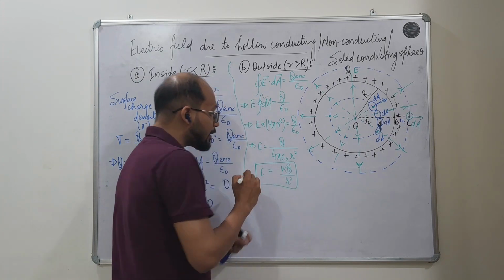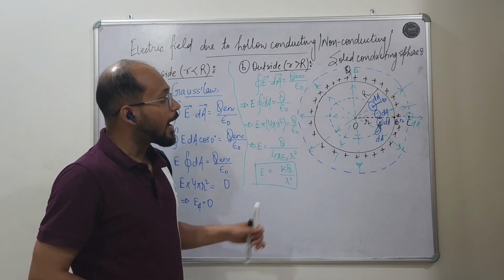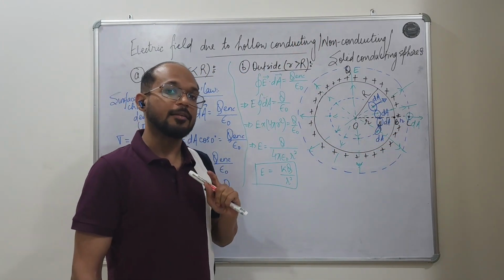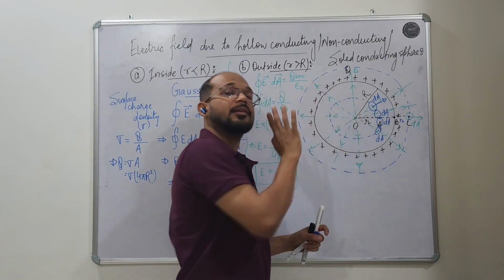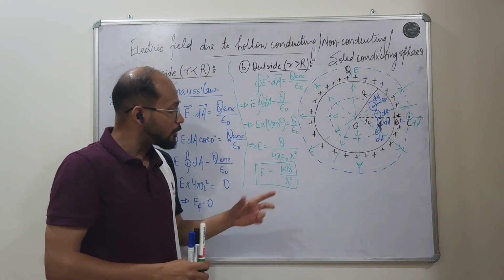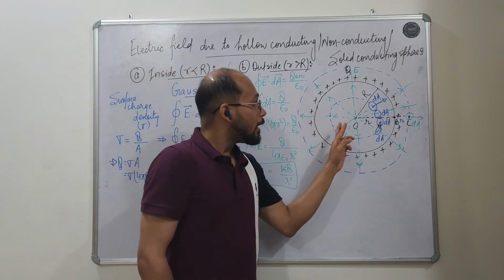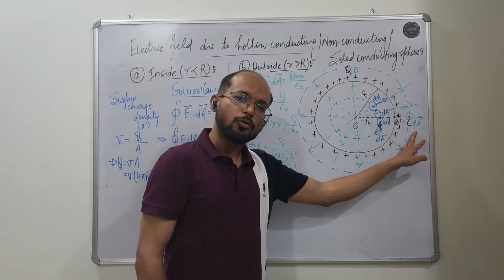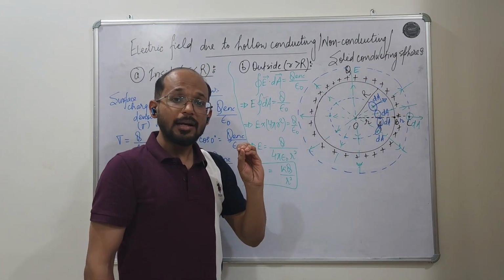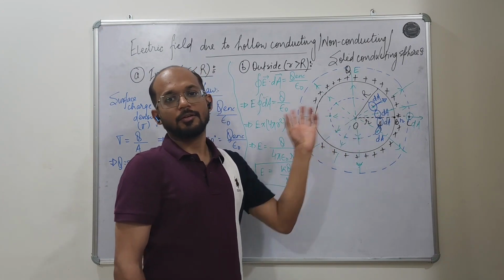And we know that this is the electric field due to a point charge. That means if we have to find the electric field at any point outside the sphere, we can assume that the total charge is concentrated at the center, and then from there we'll find the electric field using this formula KQ by small r square. Or we can say that this sphere behaves as a point charge such that the total charge is concentrated at the center.